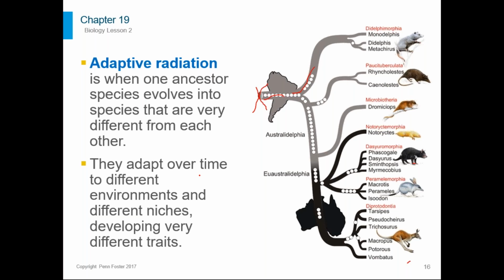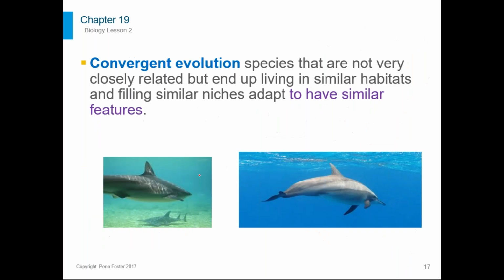Now, kind of the opposite of that is convergent evolution. This is when you have species that are not closely related at all, like really very different species, but because they end up living in similar habitats, they end up having similar traits. So a great example of this is sharks and dolphins. Sharks and dolphins are very different.